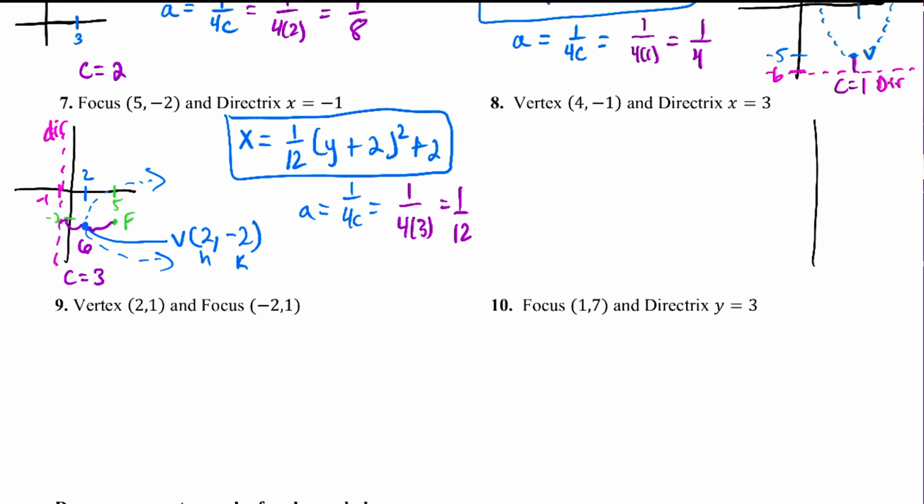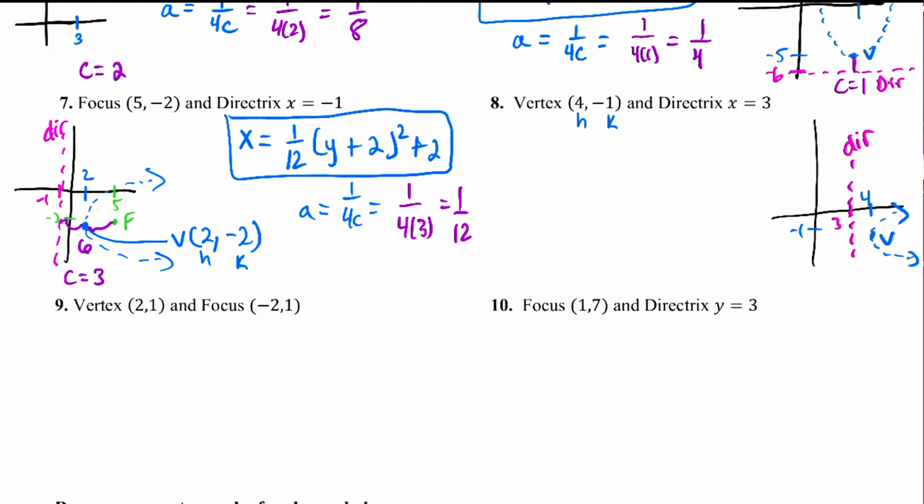Okay, so starting with my sketch again. So we are given the vertex this time, so I know my h and k right away. So I'm going to the right 4 and then down 1 for that. And then I'm given the directrix. So because it's x equals, that tells me that it's vertical. And then I need to find 3 on my x, so that would be here. And then remember, our U shape has to open away from that. So it's going to open to the right.